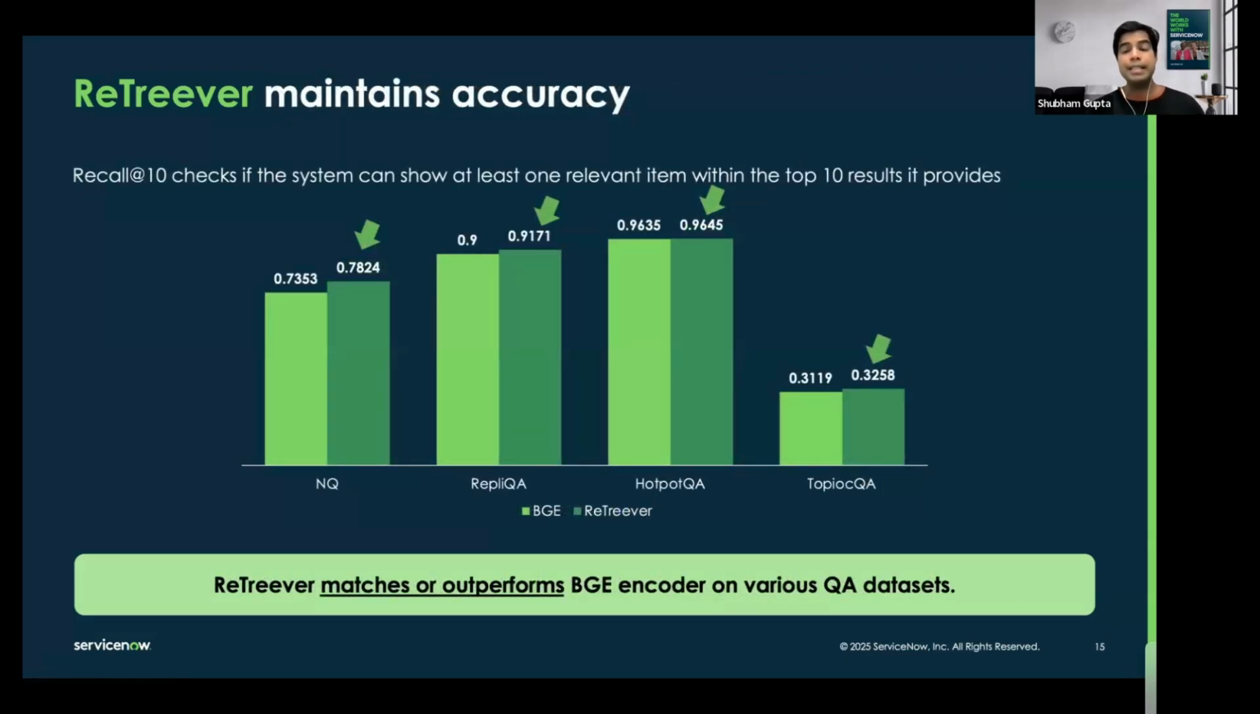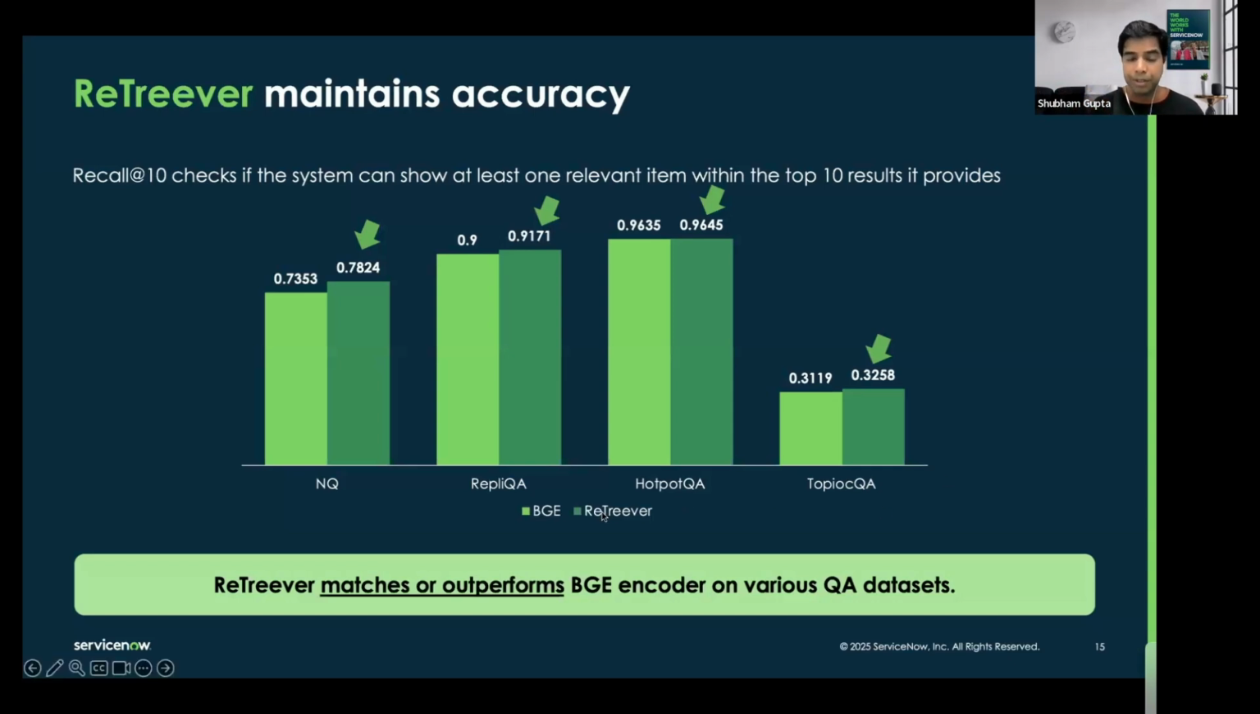Retriever also maintains accuracy. Here, what we are measuring is this metric called recall at 10, which is a measure of whether a system can show at least one relevant item within the top 10 results provided by the retrieval system. So recall at 10 would be high if among the top 10 documents provided for a particular query lives the right document that contains the answer to this query.